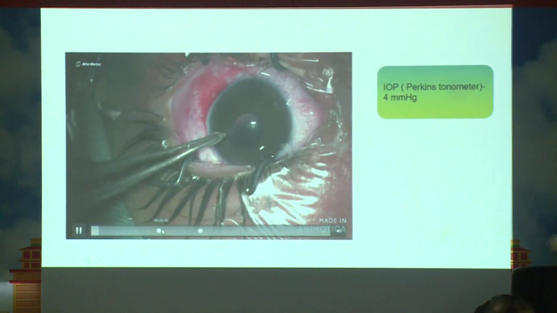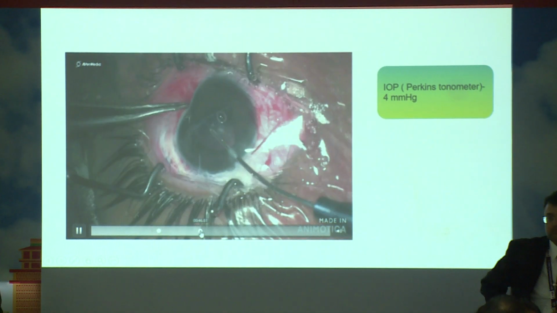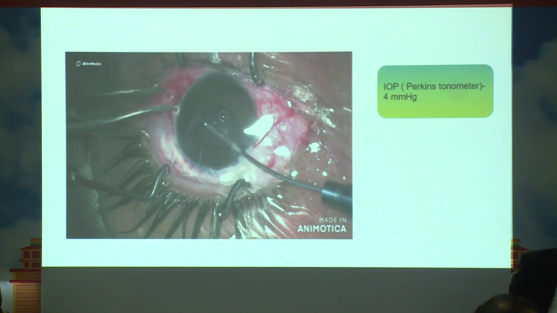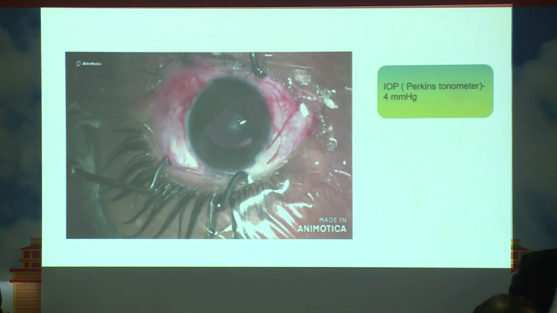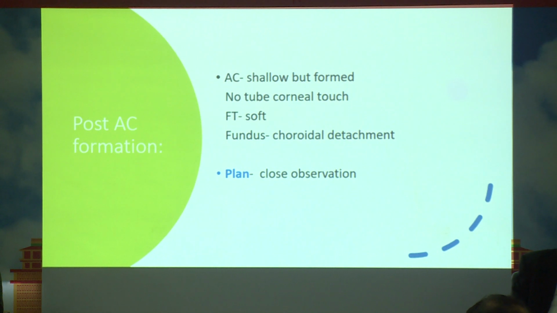Thank you so much. So, after we made a side port, we went ahead and inserted a 7 vicryl suture inside in hope of doing an internal tube ligation. But post AC formation, the AC was shallow but formed now. There was no tube cornea touch. Finger tension was still soft. The fundus still showed choroidal detachment. So now we planned on closely observing this child.